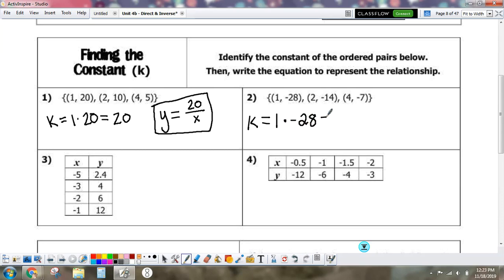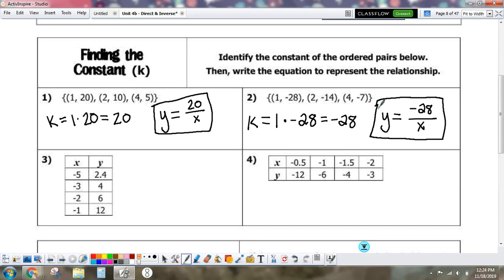Okay, 1 times negative 28 is in fact negative 28. 2 times negative 14 is negative 28. 4 times negative 7 is also negative 28. So in my equation, I'm putting y equals our constant of negative 28 divided by x. And that is our equation for number 2.